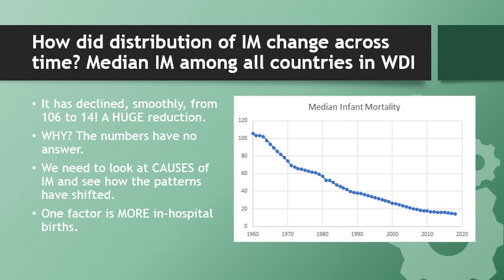So now it's clear that infant mortality has declined across the board. The question is why? One of the factors that might be the case, and we will study later, is that there have been more in-hospital births. This is known to be an important factor in reducing infant mortality.